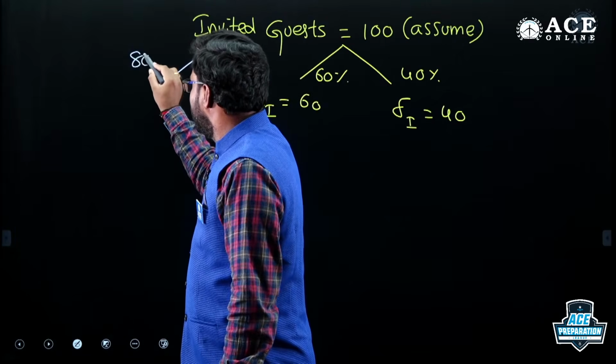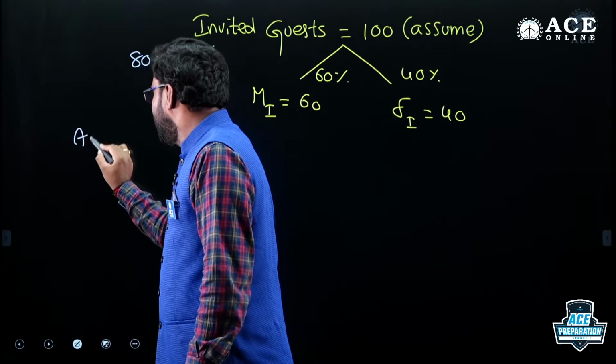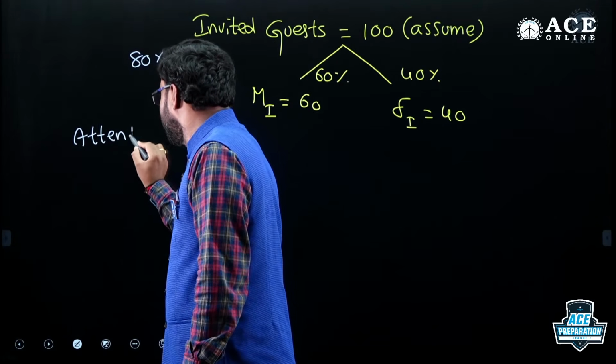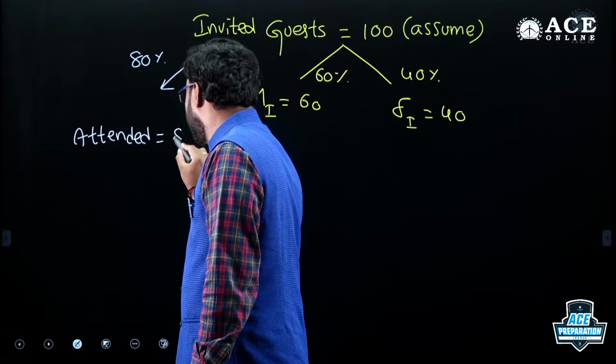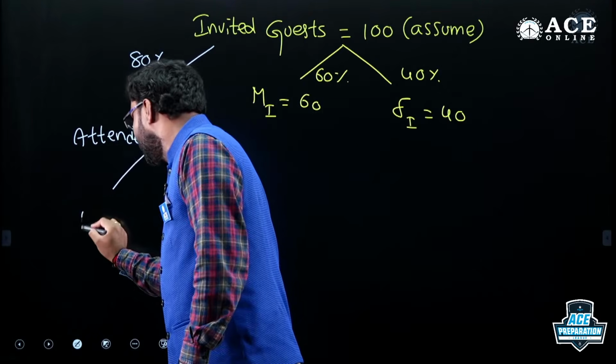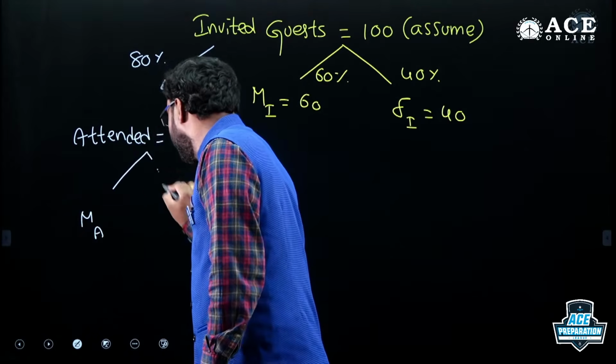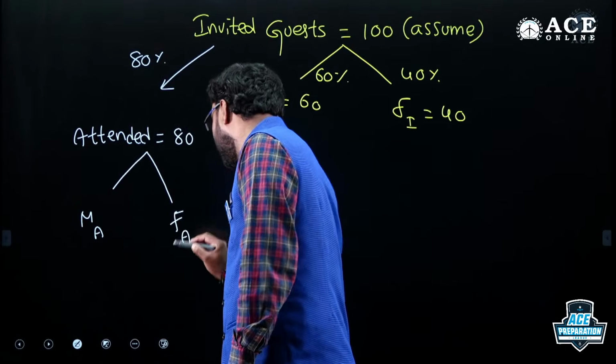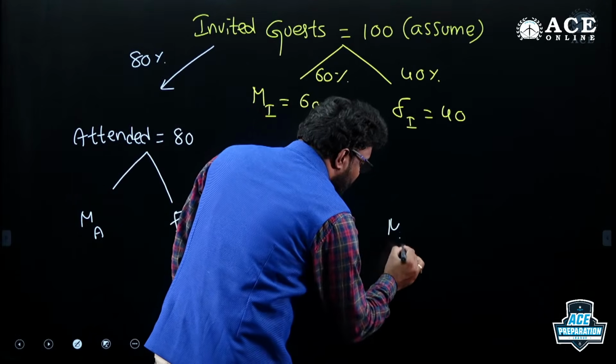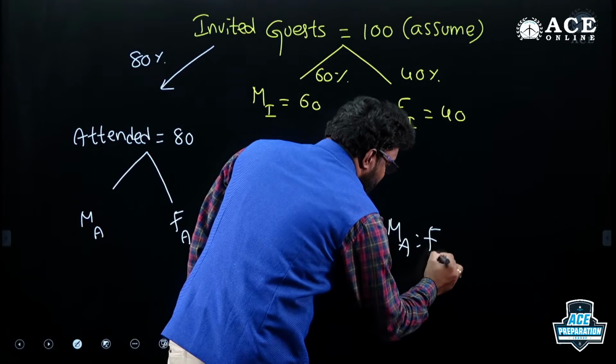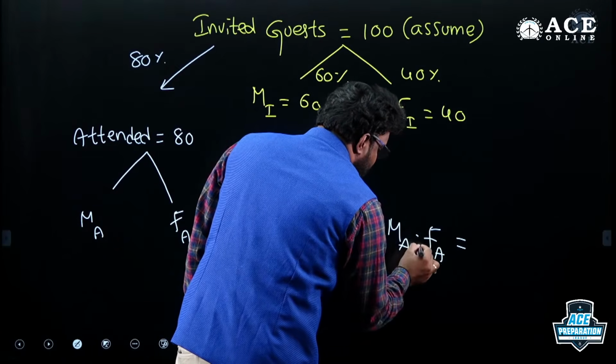Attended is only 80%. So attended is nothing but equal to 80, my dear friends. Okay, fine. The number of people who attended is 80. Among these, how many males attended and how many females attended? The question is regarding the ratio of male attendees to female attendees.